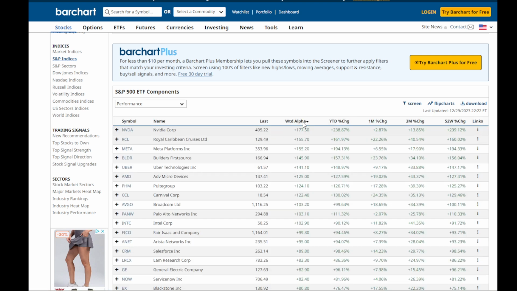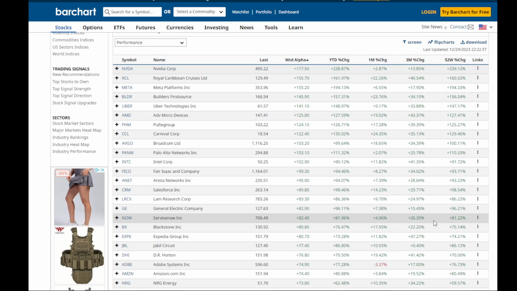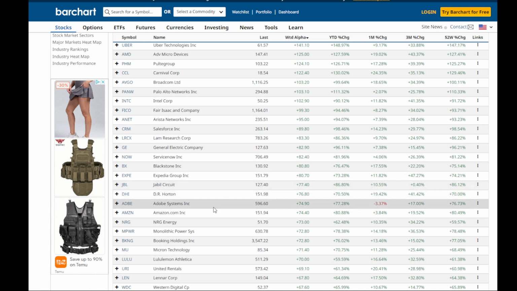The number one weighted alpha is NVIDIA. You can see as we go down here, the year-to-date changes pretty much follow. In this screen, I like to see stocks that are up 1 year, percent change, 3 month, and year-to-date. So these have been doing really well. Here's the first one we see here at Adobe.